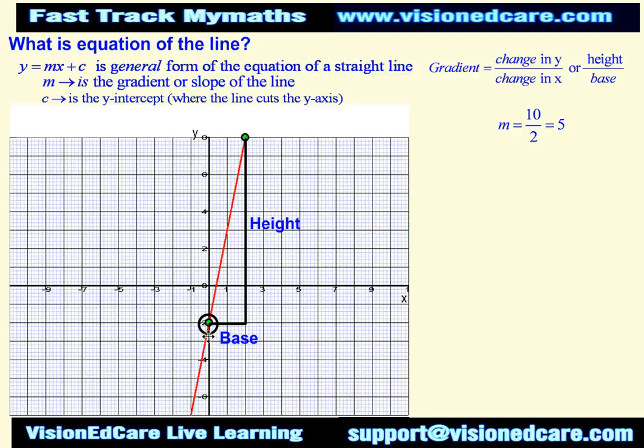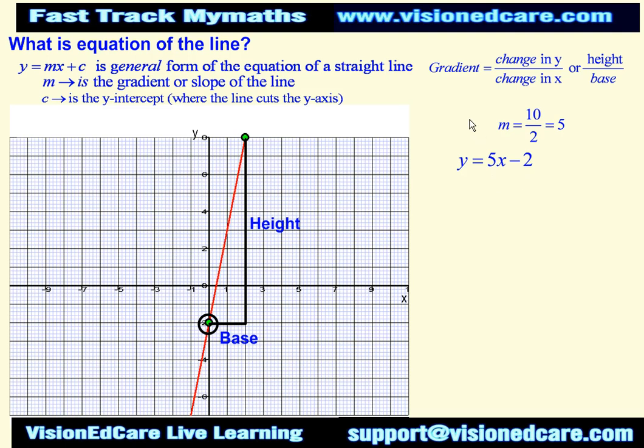We know the y-intercept, which is -2, so we can write the equation as y is equal to mx plus c. In this case, m is the gradient, which is 5, and c is -2, so the equation of the line is y = 5x minus 2.